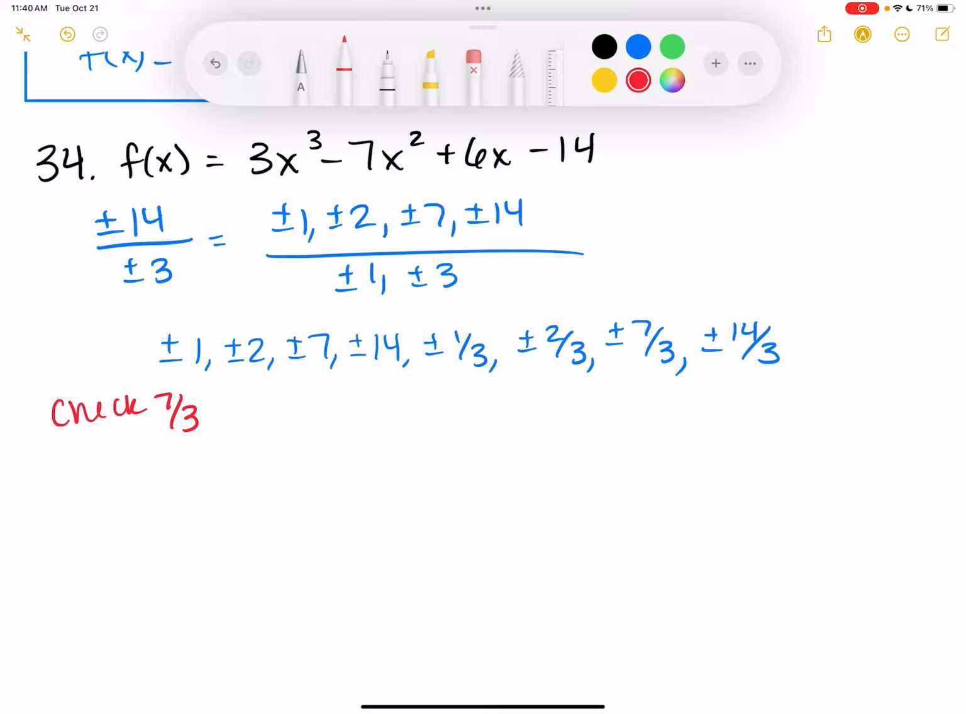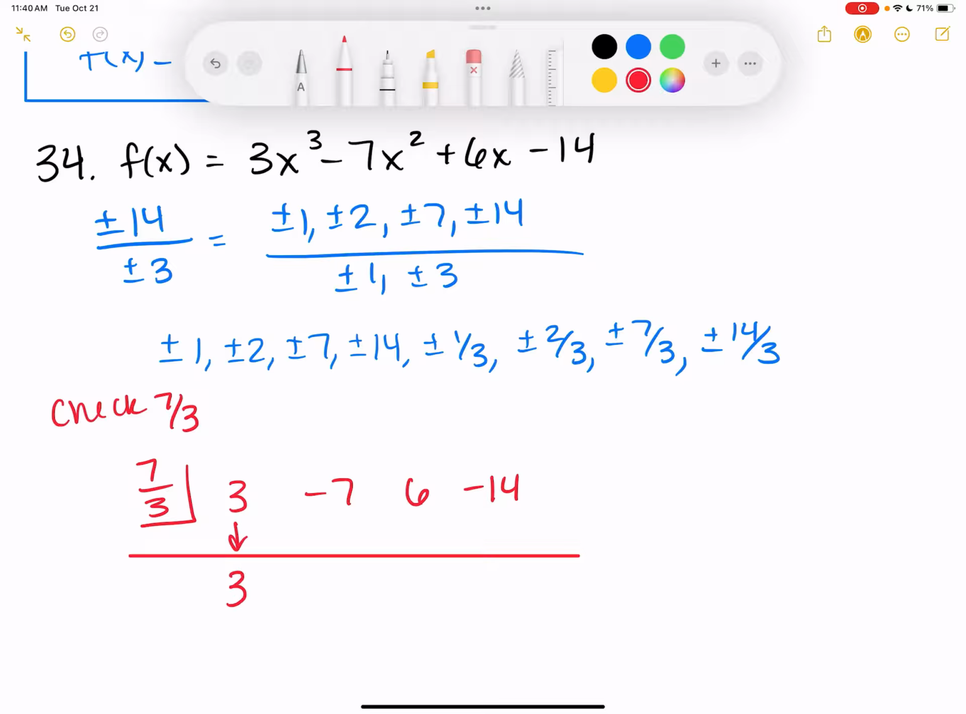So once you do that, we put 7/3 in the box, and then we do synthetic division. Again, as a reminder, if a number is missing, we've got to put a 0 in there. So we've got 3, -7, 6, -14. Bring down the 3. 3 times 7/3 is 7. -7 is 0. Times 7/3 is 0. Plus 6 is 6. Times 7/3 is 14. -14 is 0. So as soon as it ends in a 0, that tells me that that is a 0. So 7/3 is a 0.